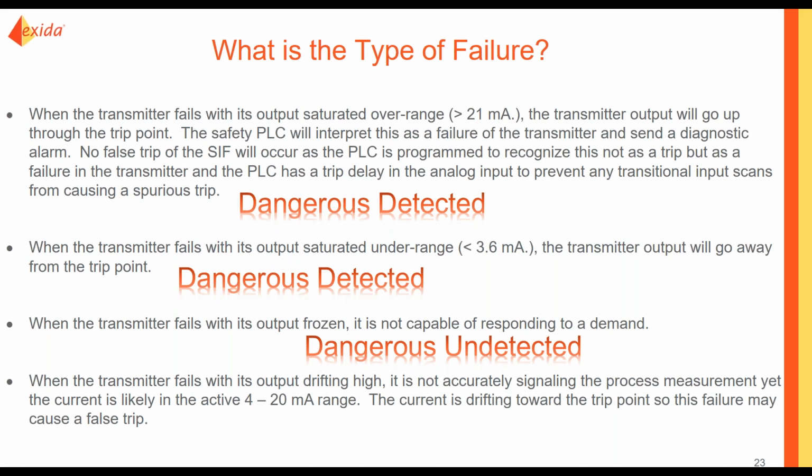What about when a transmitter fails with its output drift high and it's not accurately signaling the process measurement, yet the current is likely in the 4 to 20 milliamp range? The current is drifting towards the trip point, so this failure may cause a false trip. If this situation is not detected by any internal automatic transmitter diagnostics, it will have to be classified as safe undetected.